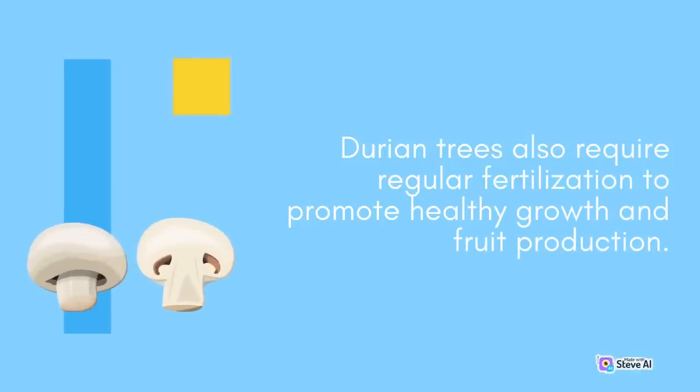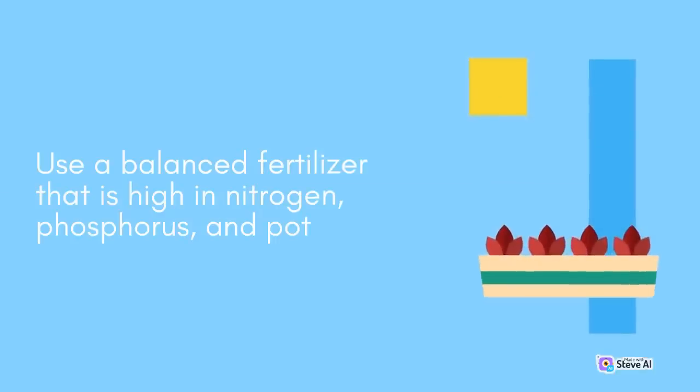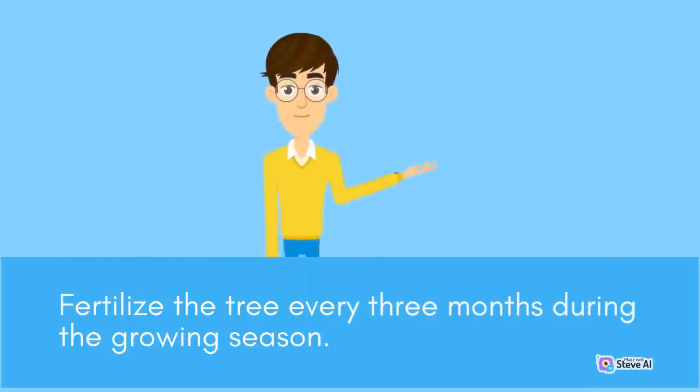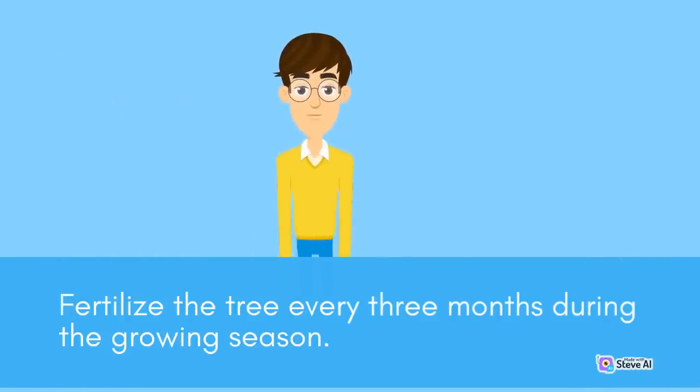Durian trees also require regular fertilization to promote healthy growth and fruit production. Use a balanced fertilizer that is high in nitrogen, phosphorus, and potassium. Fertilize the tree every 3 months during the growing season.